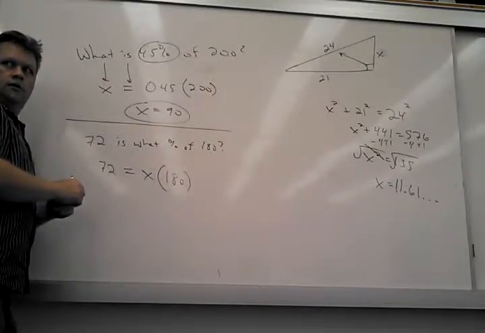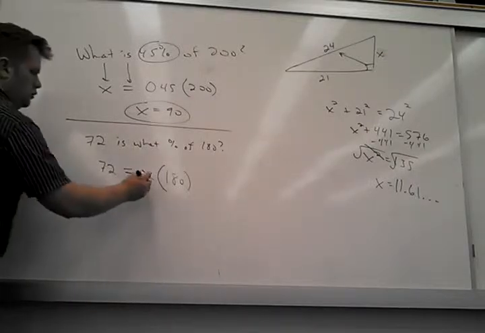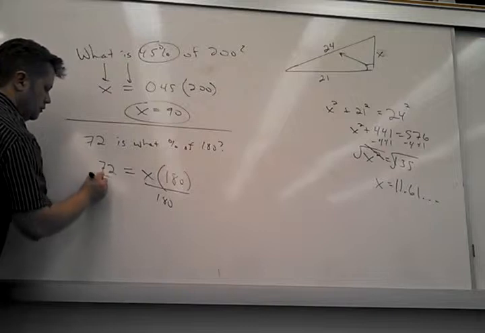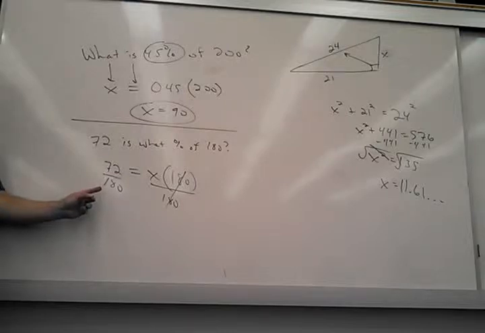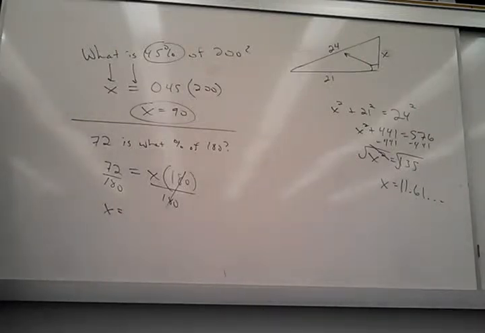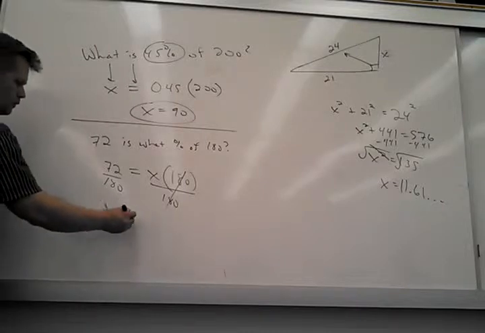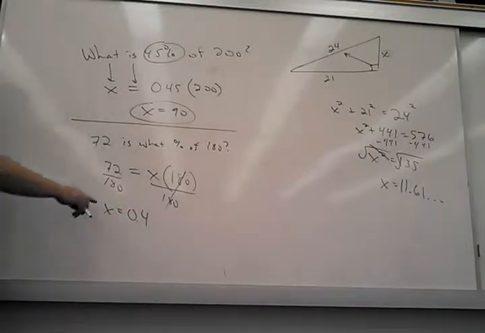So what is the number? Oh, 72 over 180. Yeah, so you divide by 180. And the other side too? Well, whatever you do on one side, you've got to do to the other side, make it even. Then you just do this in your calculator and you get X equals 0.4. And 40%.